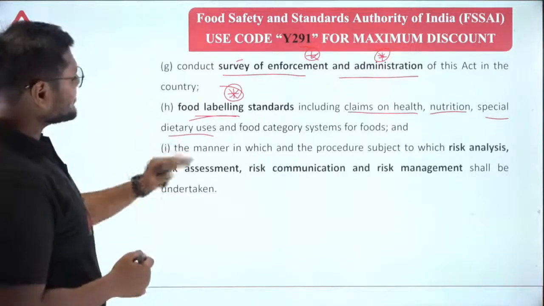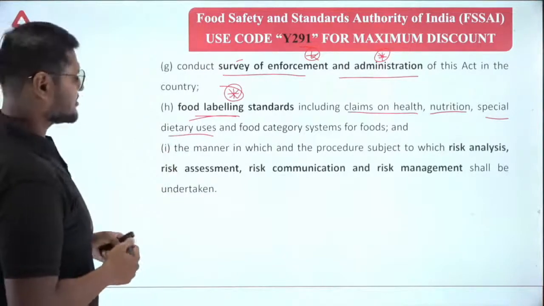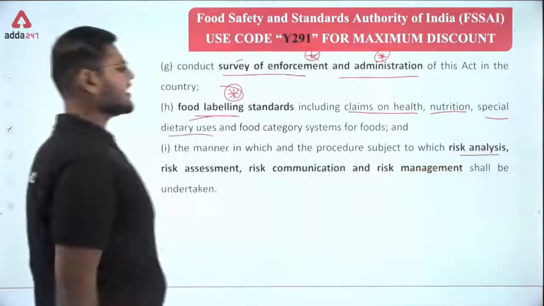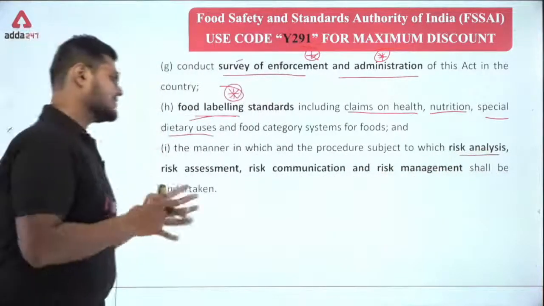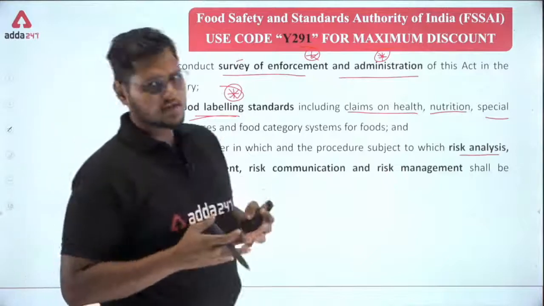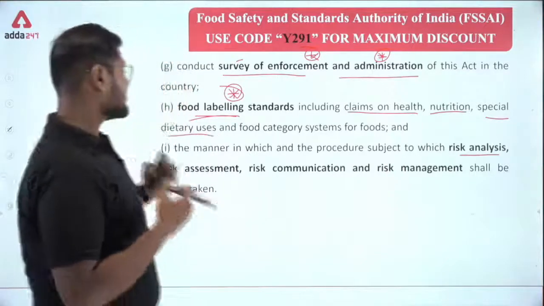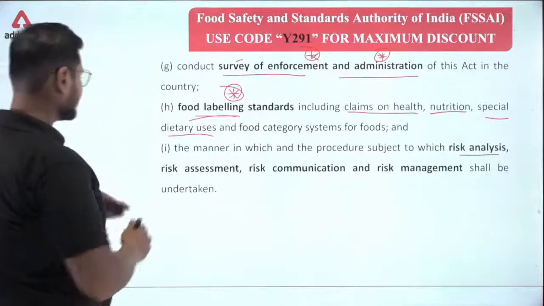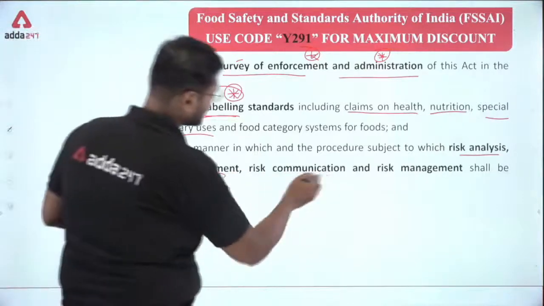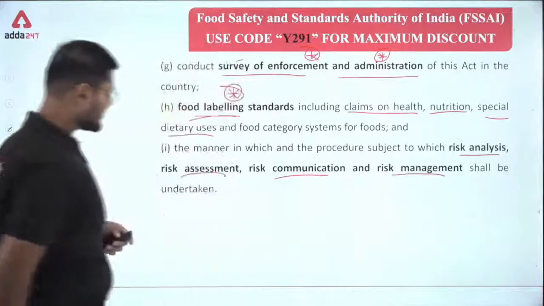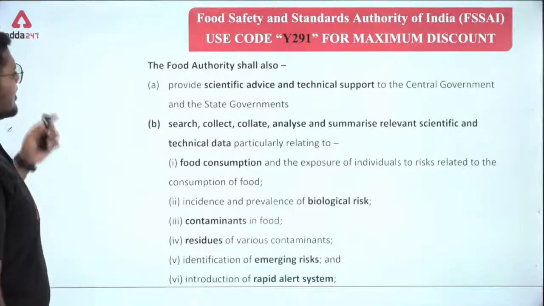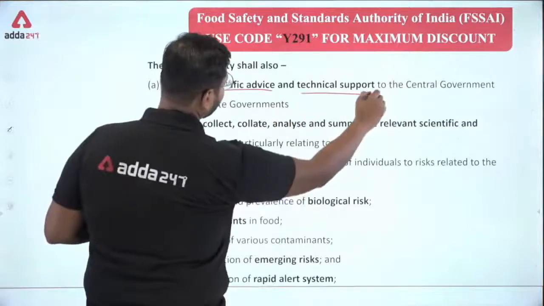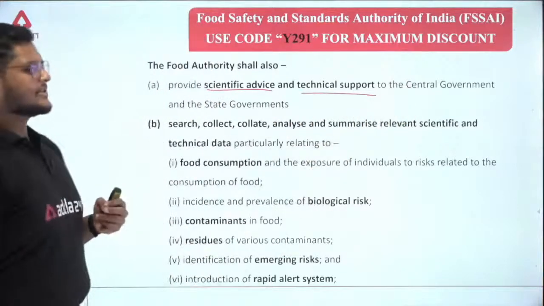Next, the manner in which and the procedure subject to which risk analysis is done. Risk assessment and risk analysis are another sector of functions that come under the food authority. Risk analysis, risk assessment, risk communication and risk management shall be undertaken. The food authority shall also provide scientific advice and technical support to the central government and the state government.